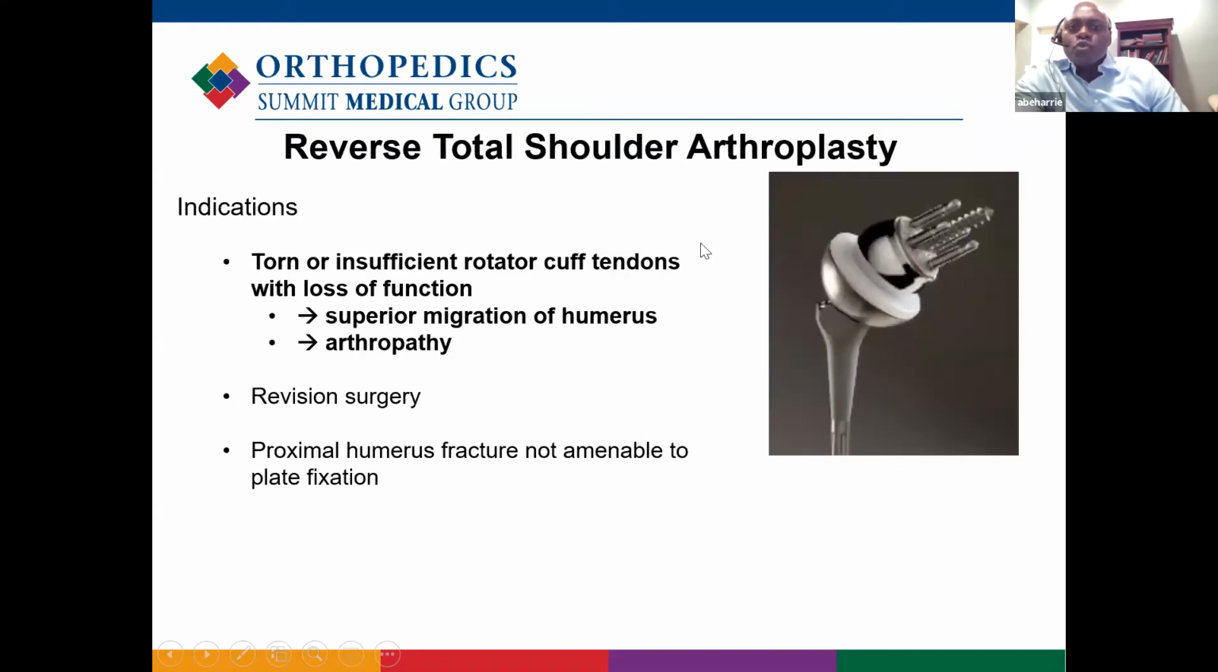So a reverse total shoulder arthroplasty is indicated for someone with arthritis that's developed from a chronic rotator cuff tear, where the ball has migrated up and you now have arthropathy or arthritis. There are other indications for reverse total shoulder arthroplasty, but not really within the scope of my discussion here.